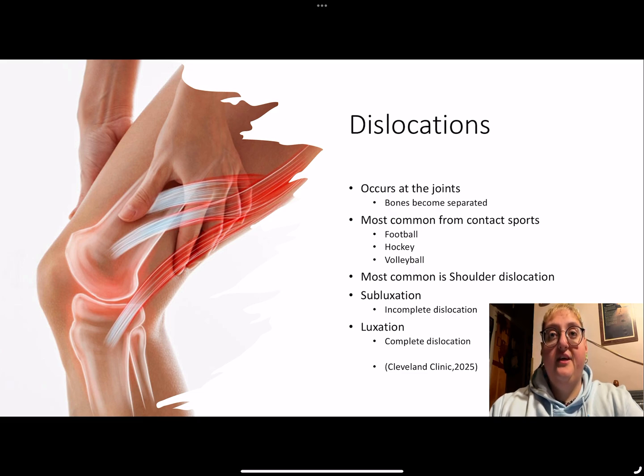There are two main types of dislocations. A luxation is a complete dislocation where the joint is separated and completely out of place. A subluxation is a partial dislocation. Your bones are still touching, but just not completely as usual.